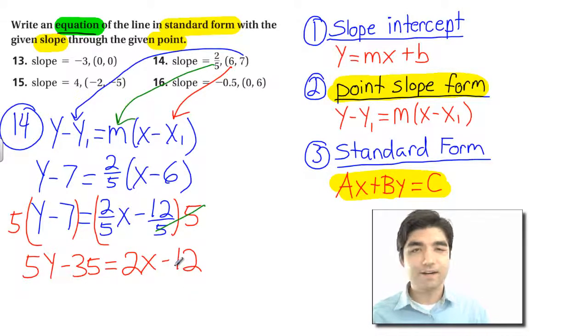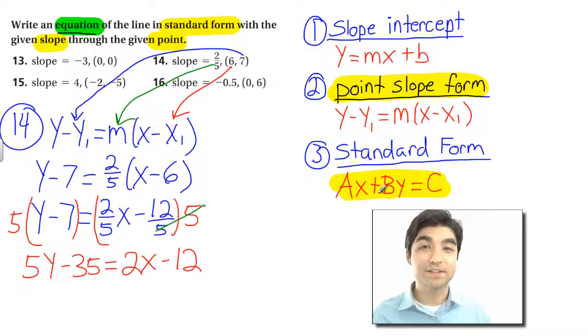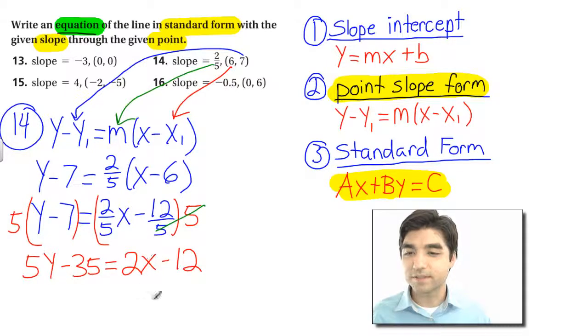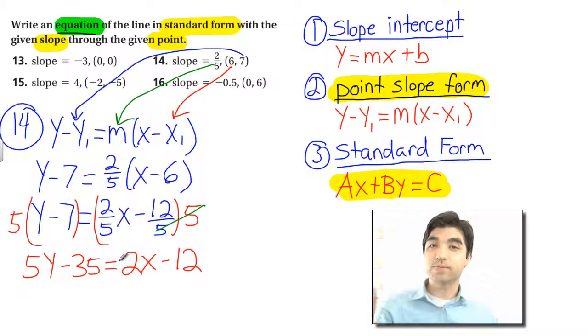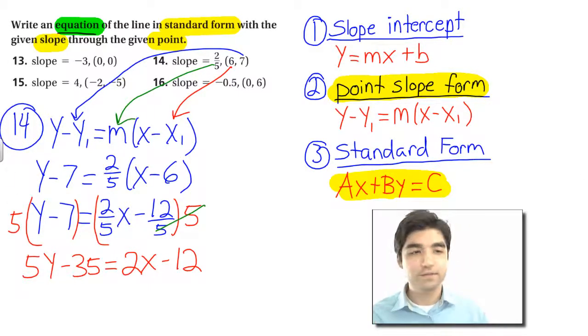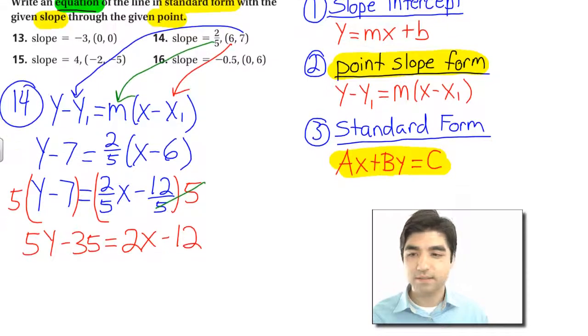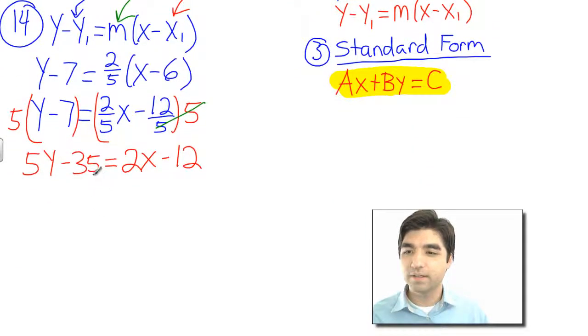Okay, so we got our points in, we got our slope in. Now we just need to rearrange the pieces so that we can get it in standard form. So we want to get all the x's and y's over to one side and get all the constants to the other side. So if I'm going to do that, let's go down here. Let's work on the x's first. So I'm going to subtract 2x from both sides.